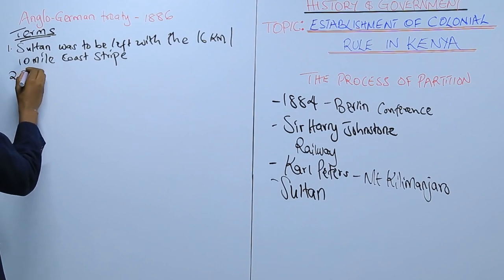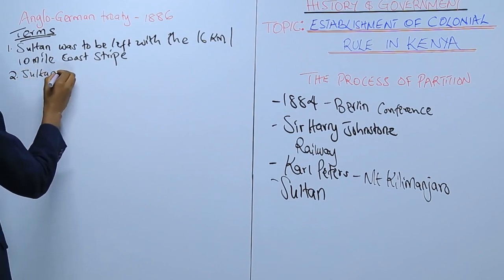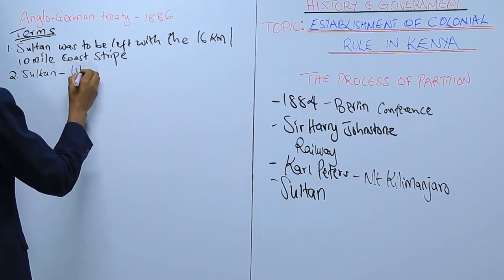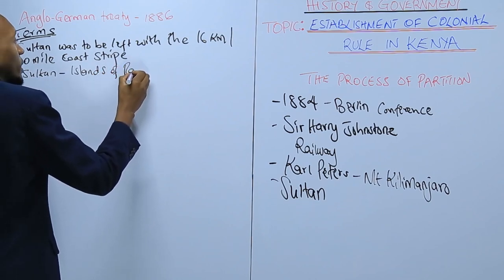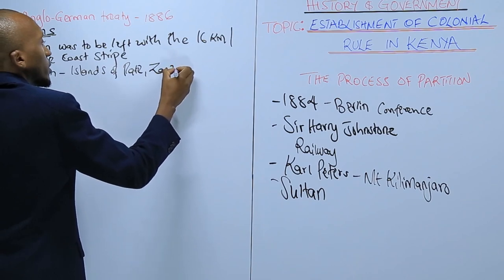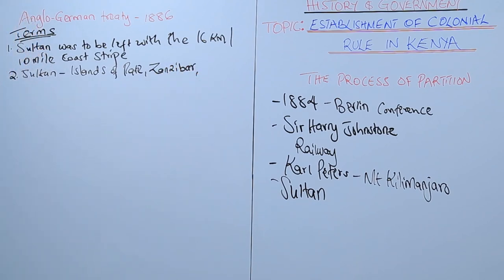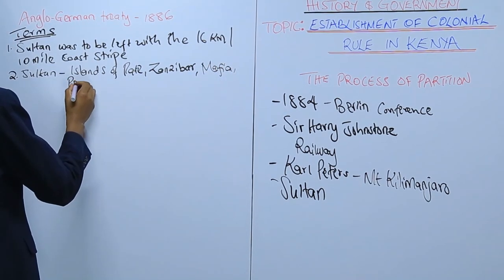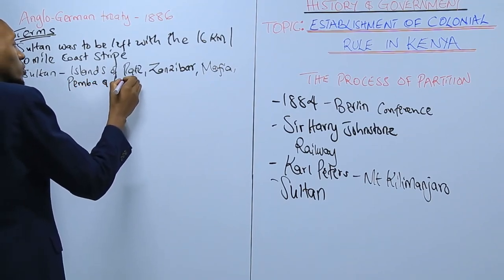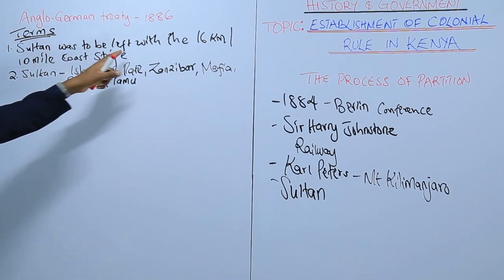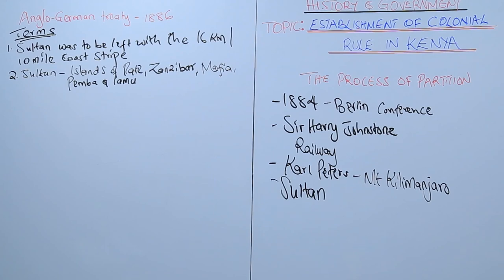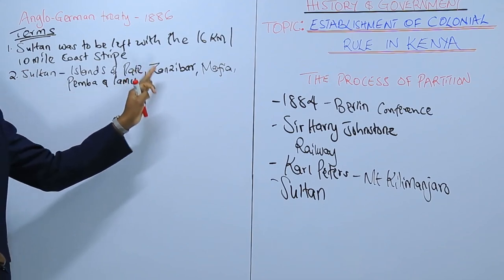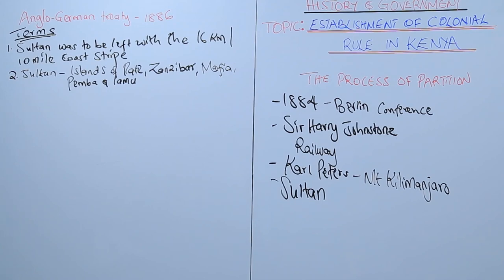The Sultan was also to take control of the islands of Pate and Zanzibar, and also Mafia, Pemba, and Lamu. So the Sultan, apart from being given this strip at the coast, was also to take control of the islands of Zanzibar, Pate, Mafia, Pemba, and Lamu. That was the second term.